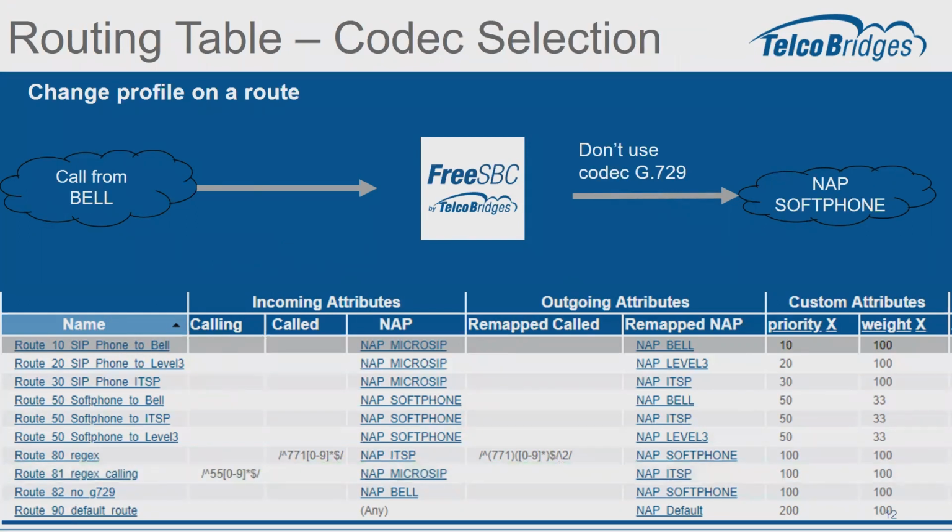All right. So what about narrowing down the codecs? And I think you give an example here where one particular provider doesn't want to use G729. Yeah, absolutely.